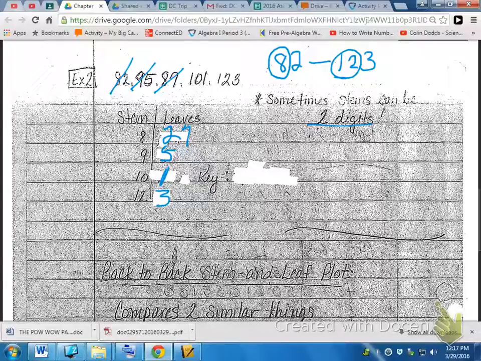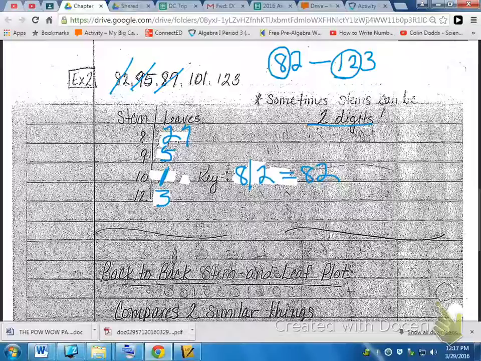Okay, notice the key's already written there. Let's pick one. Which one do you want to go with, James? 82. So 8|2 equals 82 is what you would write on that. You could pick any number in the list you wanted. It doesn't have to be the first one every time. It could be any one. Okay, questions about that?